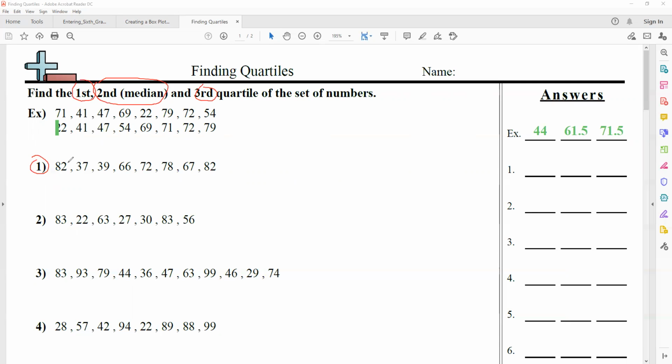So you wanna go ahead and it's 1, 2, 3, 4, 5, 6, 7, 8. Okay, there's 8 numbers here, okay? Which means it's even set. So you're gonna have to deal with 0.5, or you're gonna have to find the average between the middle of those 2 numbers, okay? So first, you're gonna rewrite the numbers. So over here, you're gonna put Q1, Q2, Q3.